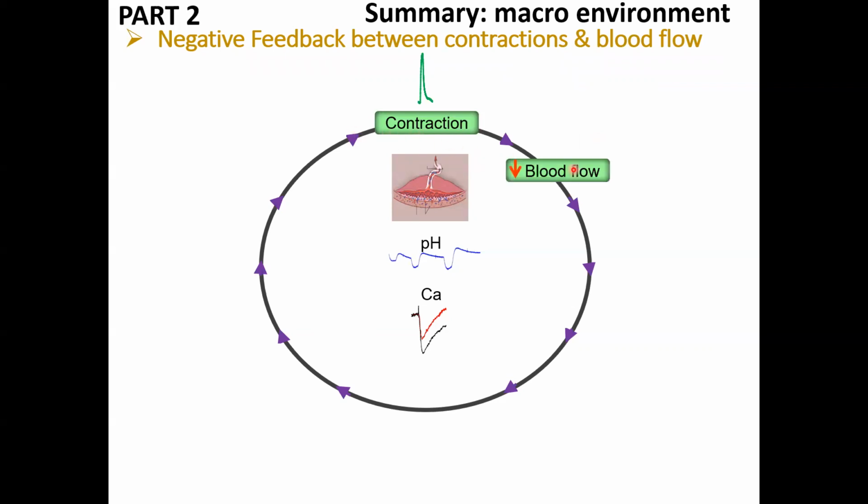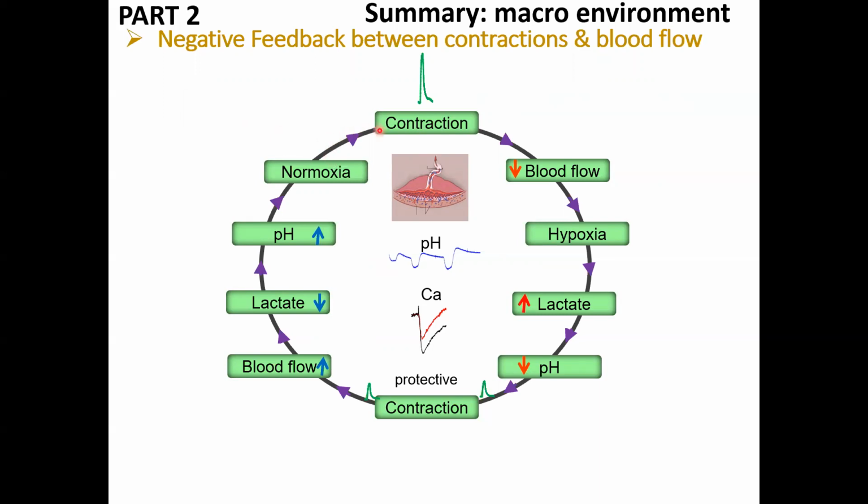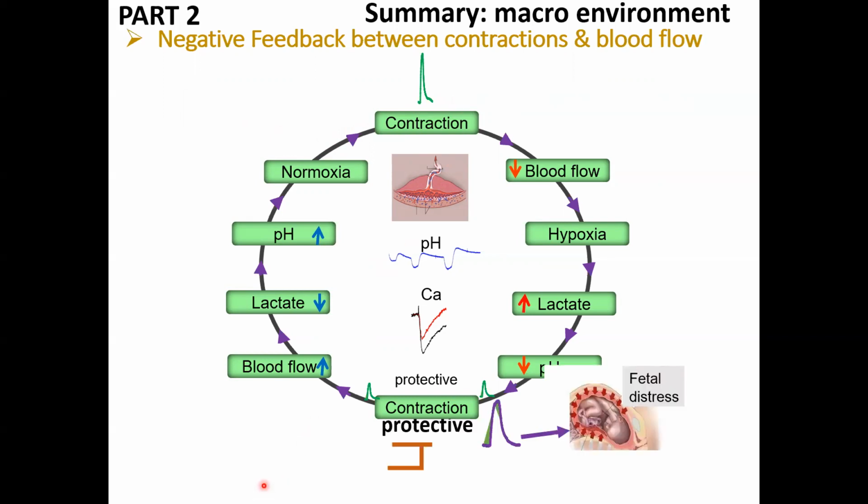So let's go through this. You've seen already that contractions reduce blood flow and produce hypoxia. That will increase lactate, and that in turn reduces pH. The acidification reduces force. As force starts to decrease, so the clamp on the uterine vessels decreases. So blood flow increases, we restore lactate and pH, we have normoxia, and we're ready for the next powerful, good contraction for labour. And this negative feedback is also a protective mechanism.